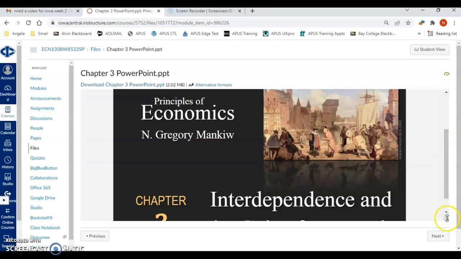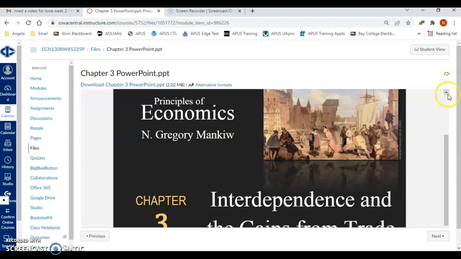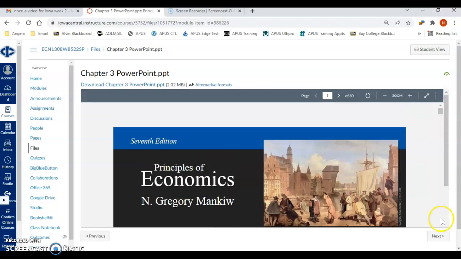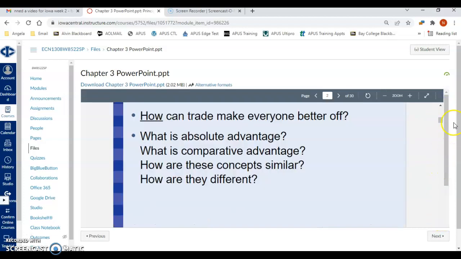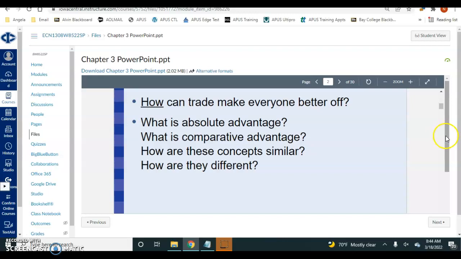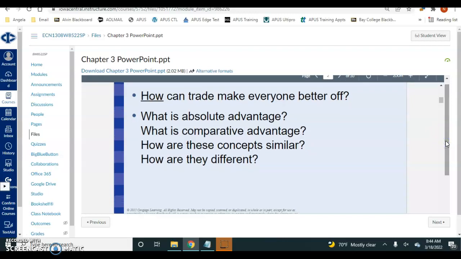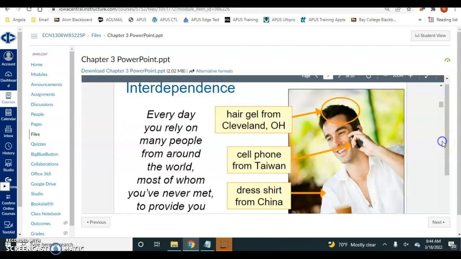We're going to look at Module 2 and the interdependence of trade and the importance of trade in our economy. You'll notice the importance of trade is very important to look at. Trade can help us look at how things are being done in our economy. Trade can make everyone better off. This week, you're going to look at absolute advantage and comparative advantage, these concepts and what they look at.